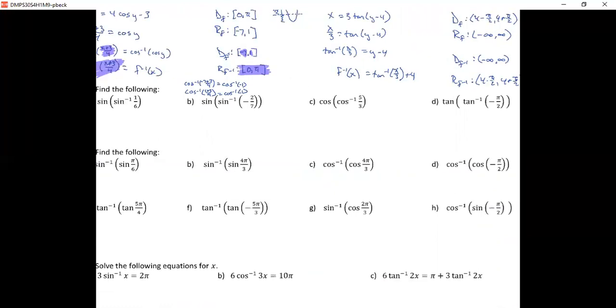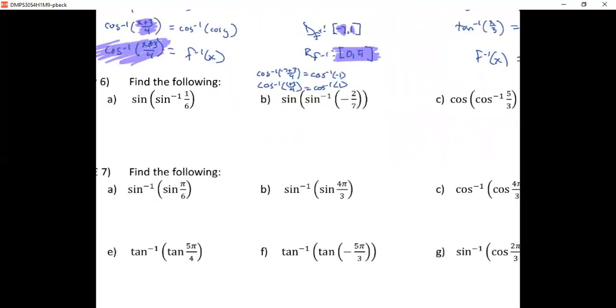Now let's get into the problems. My goal is to find the sine of the inverse sine of 1/6. So the first thing that I'm going to say is, is this an angle or is it a ratio? And the answer is this is a ratio. And the reason why it's a ratio is because this is an inverse sine.